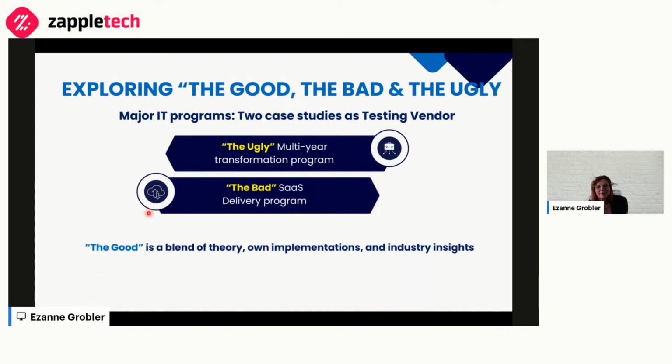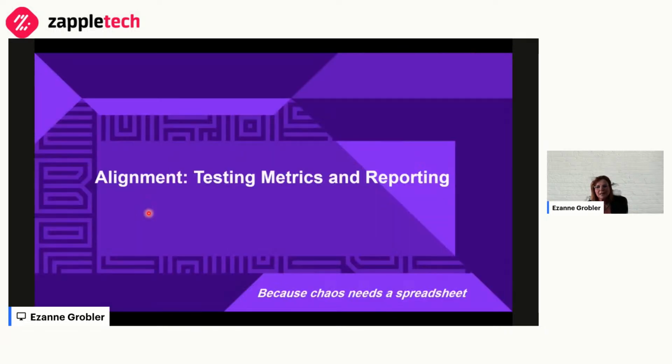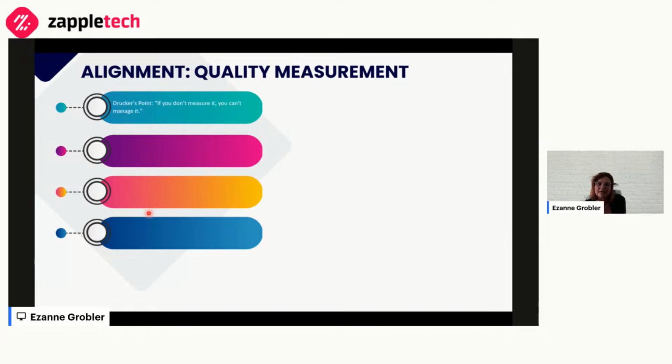The bad is a software as a service delivery program. And the good is a blend of the theory, owning implementations, and industry insights. So let's just quickly do an alignment in terms of testing metrics and reporting.